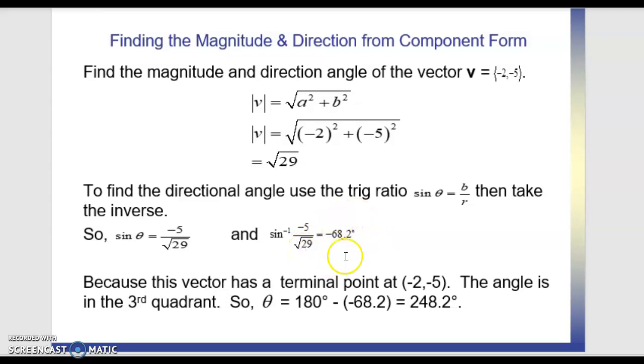We're almost finished. It gives us a value of -68.2 degrees. However, we know that this vector terminates at the point -2, -5. So in other words, this point is in the third quadrant, so the angle is in the third quadrant. So we need to get our angle in the third quadrant by subtracting -68.2 degrees from 180 degrees. For a final answer, we have our directional angle. It is 248.2 degrees.